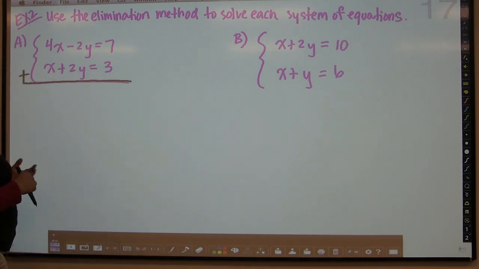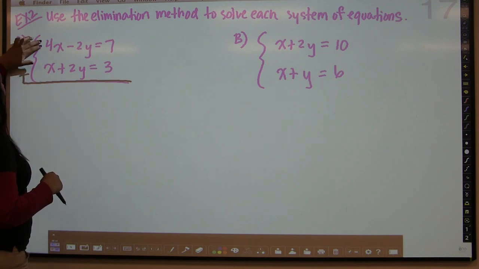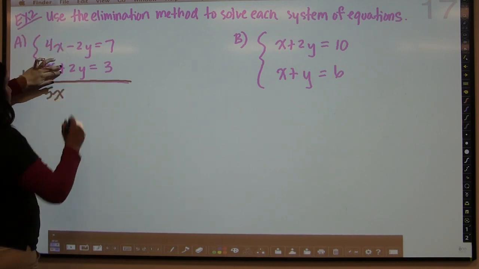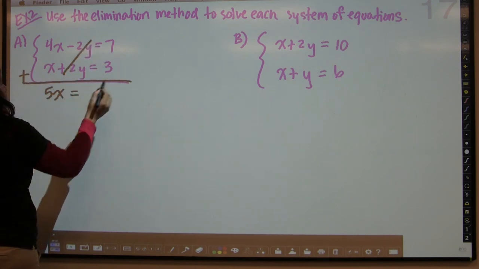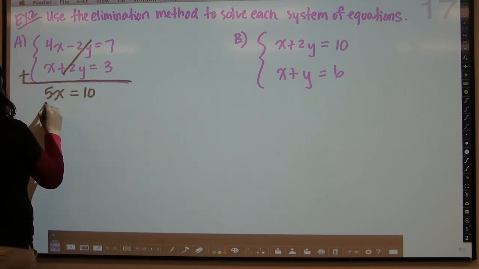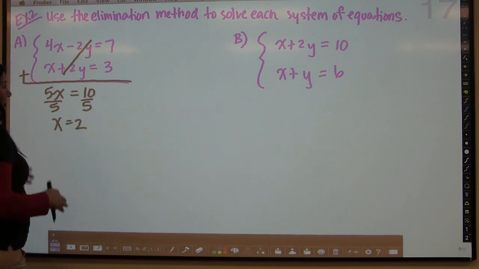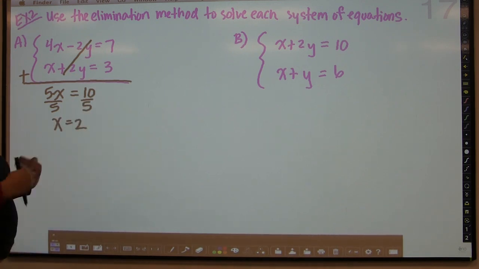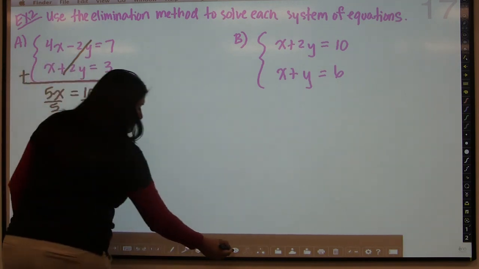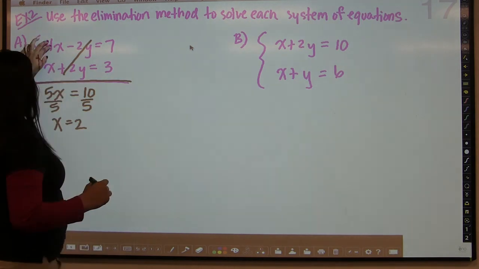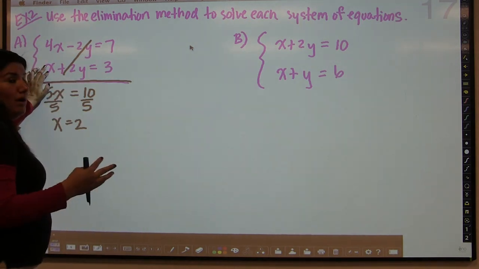And when we do that, they're actually going to cancel on their own. So 4x plus 1x is 5x. Negative 2y plus 2y is going to cancel, hence eliminate, and 7 plus 3 is 10. We then divide by 5, and x equals 2. Now at this point, we go back to our previous system, which is substitution. And so we say that it doesn't matter which equation you pick, you just pick one and plug in the x.